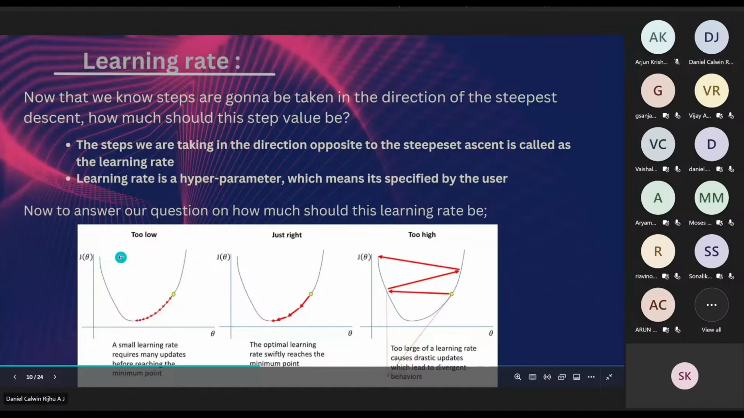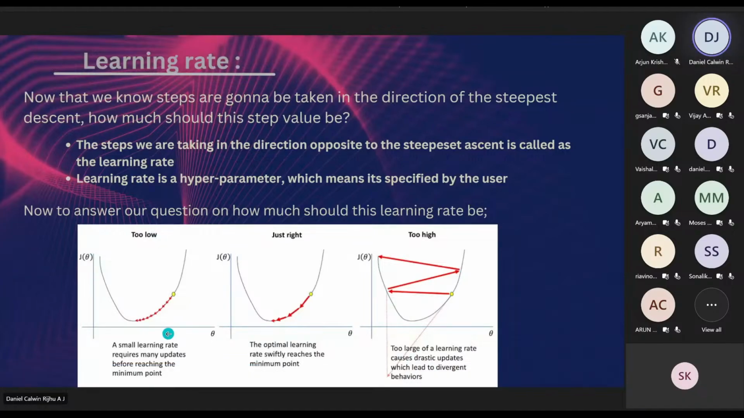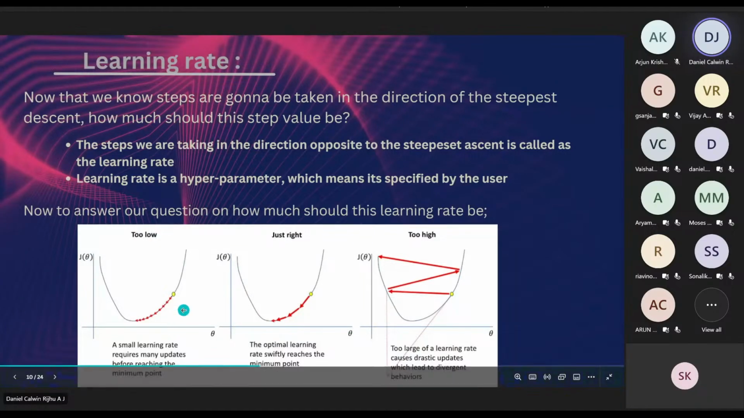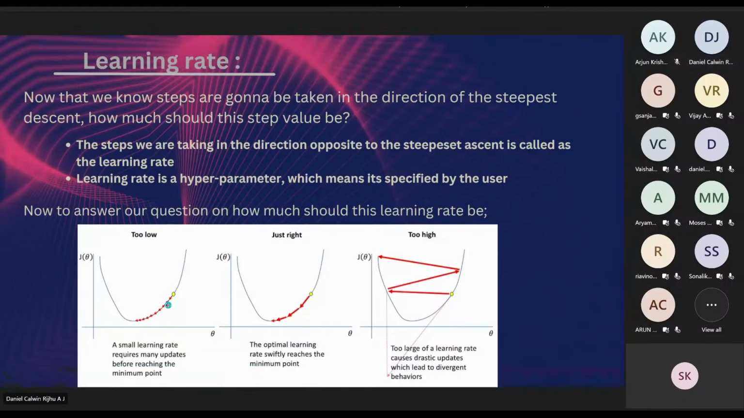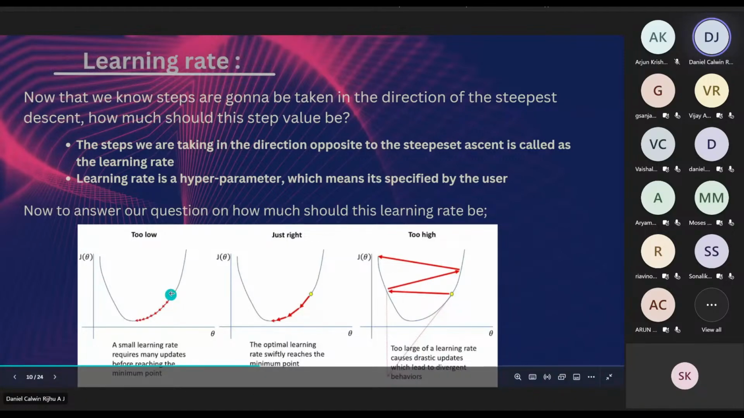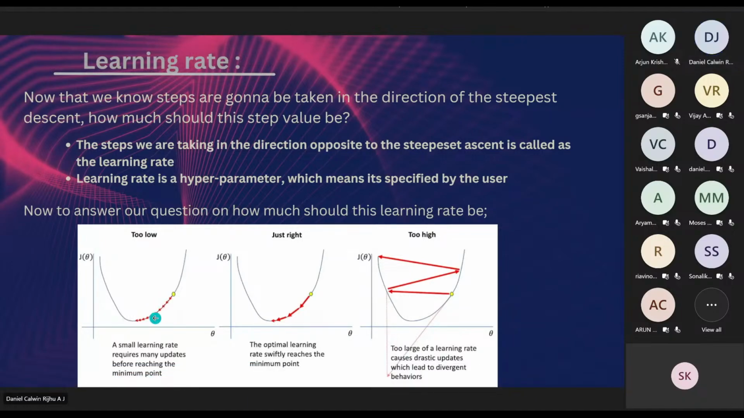So when the learning rate is too low, it means that the span of the steps which we are taking towards the minima is going to be less. That means that the time which we are taking to attain the minima is also going to be very high, which ultimately leads to the decrease in efficiency of a model. Because of the increase in computation, our model's efficiency is going to come down in this case.